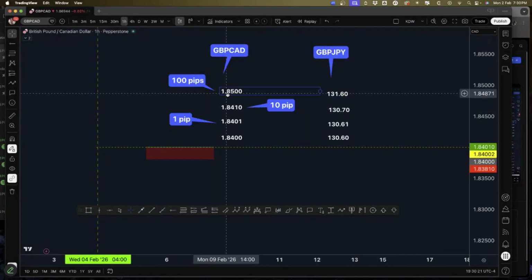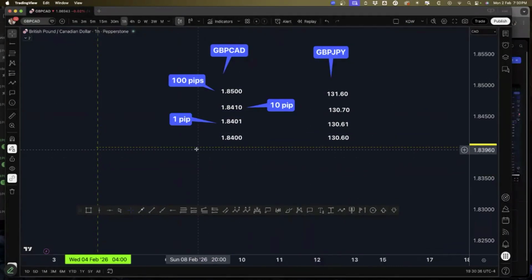All right. That's just the difference between these two. Anything with JPY is going to have this type of setup. So when we get to the phone, I'm going to show you what this looks like, but that's just so you have that information to start with.